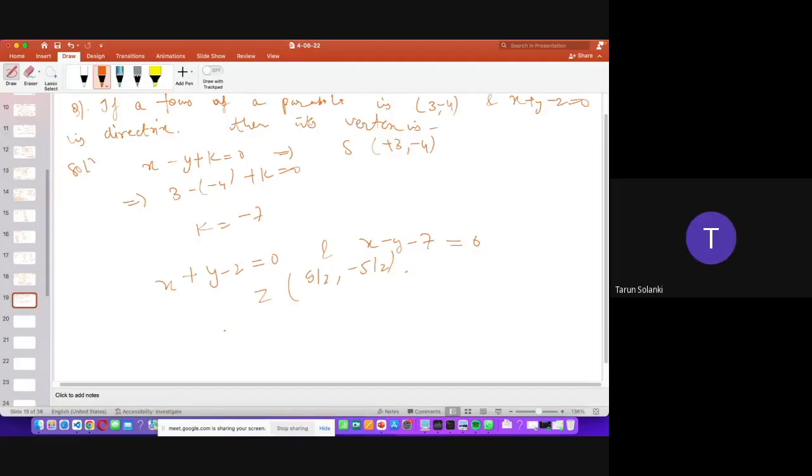So vertex A is the midpoint of Z and S. So A will become ((3 plus 9 by 2) by 2, (minus 4 minus 5 by 2) by 2). So A will become (15 by 4, minus 13 by 4). Okay, so you can note down this.